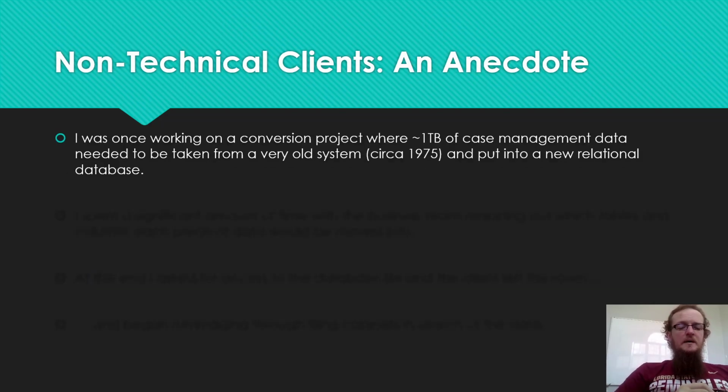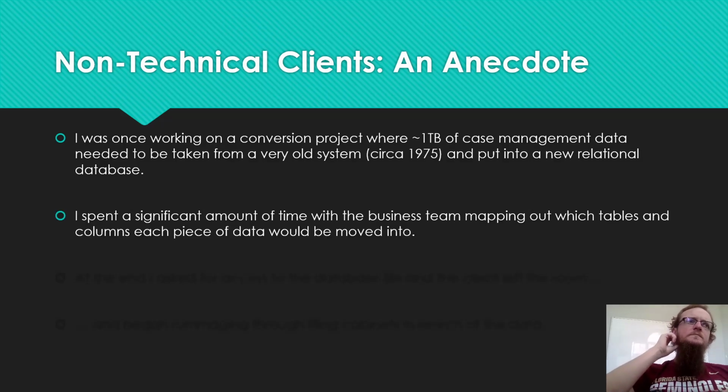So I'm actually going to give you two anecdotes here. The first anecdote, in the slides, is I was once on a project where this law firm was taking a terabyte of case management data. This was basically all of the different cases they had been working on from 1975 all the way through 2013, and they were trying to take all of that information from a file-based or file system-based system and put it into a relational database.